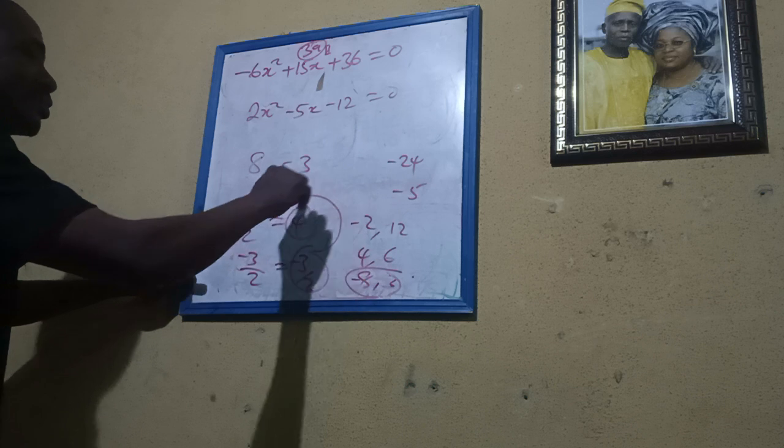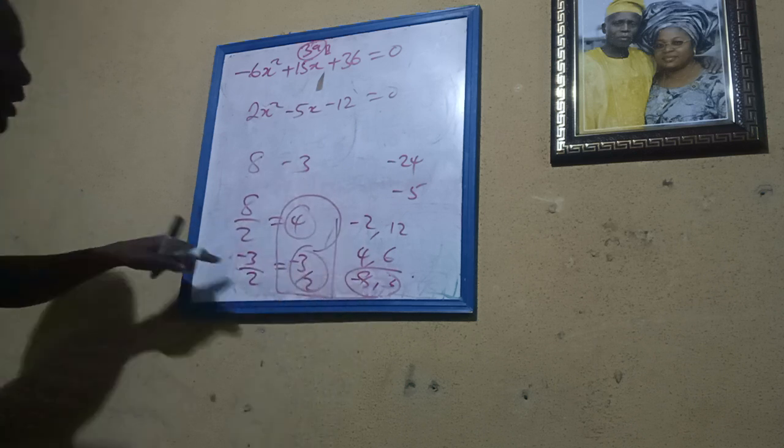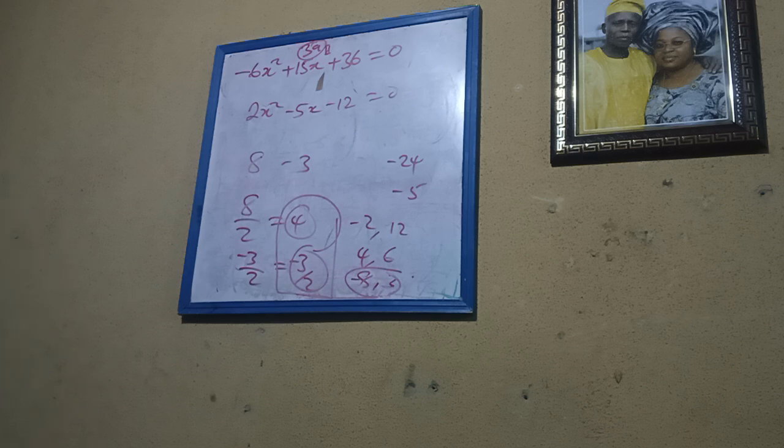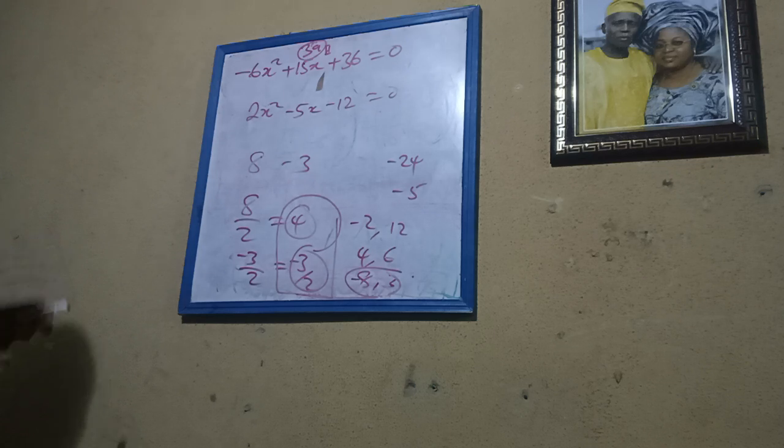So whichever method you use, you still come back to this place. Maybe you use the factorization method, the completing the square method, the formula method or the graphical method. These are the 4 methods you can use under quadratic equation, and you end up having the same answer.